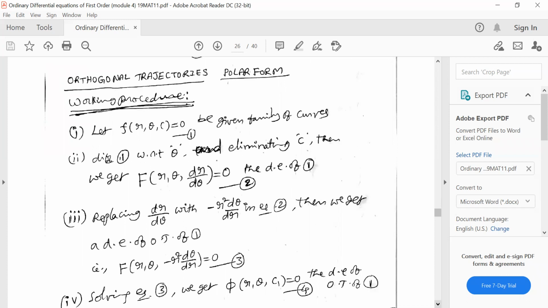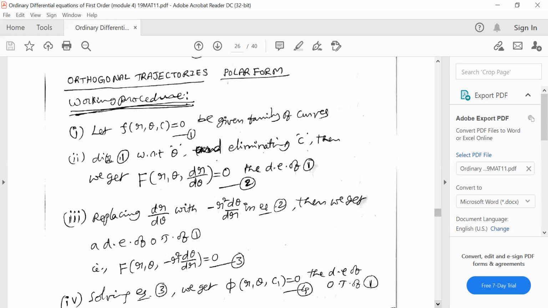Now a relation is given, that is, a family of curves is given in terms of r, theta and a constant. Then how to find the OT, that is, the orthogonal trajectory, is the same thing. We know that r is a function of theta, so differentiate with respect to theta and concentrate on eliminating the parameter c. Now your equation will have r, theta, and the derivative dr by d theta. So now we need an orthogonal trajectory.